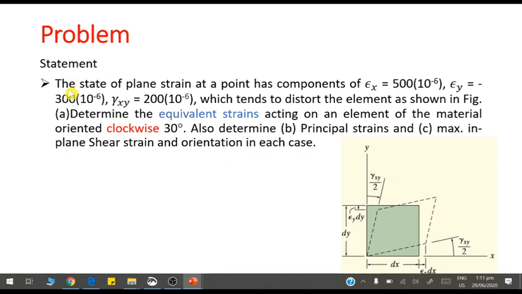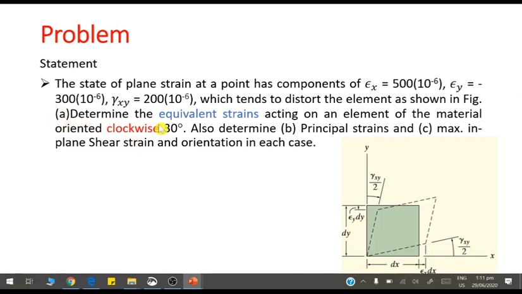The statement of the problem is: the state of plane strain at a point has components epsilon x equal to 500 times 10 to the minus 6, epsilon y equal to minus 300 times 10 to the minus 6, and gamma xy equal to 200 times 10 to the minus 6. Remember, the strain is unitless, which tends to distort the element as shown in figure A.